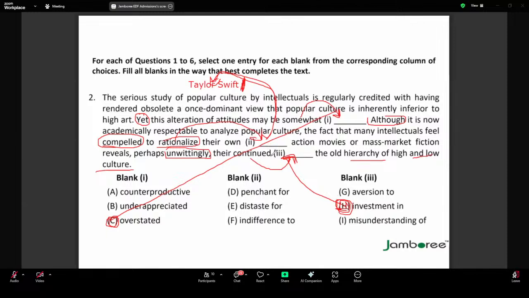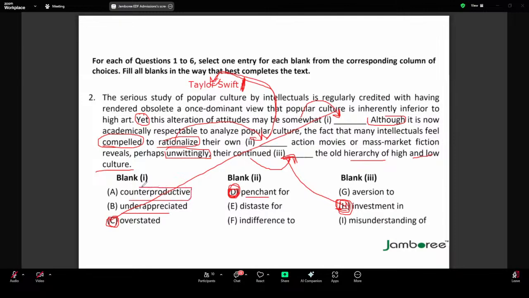And then this one we didn't talk about, rationalize their own liking for something. And liking is penchant, or as Americans would probably pronounce it, penchant. It's a French word. Generally, you can still call it penchant. I think most Americans call it penchant only. So liking. And overstated, underappreciated, something that's not appreciated as it should be.